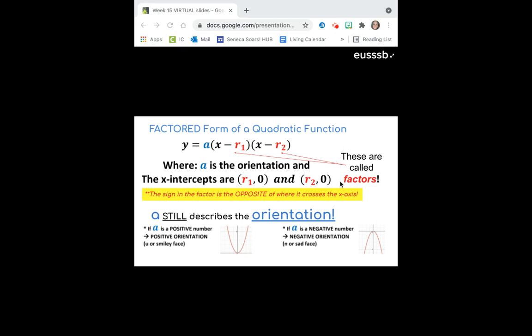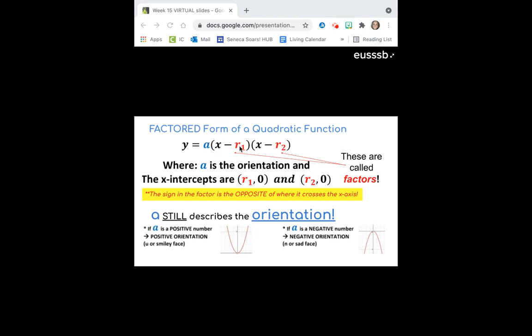So the a value, notice it's still at the beginning of our equation, right after the equal sign. That's still going to describe the orientation for us. So if this number is positive, the orientation of the graph will be positive. And if that number is negative, then the orientation of the graph will be negative. So what's new are these two sets of parentheses. So notice it says x minus r sub 1 and x minus r sub 2.